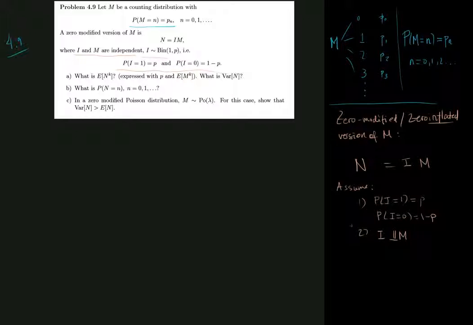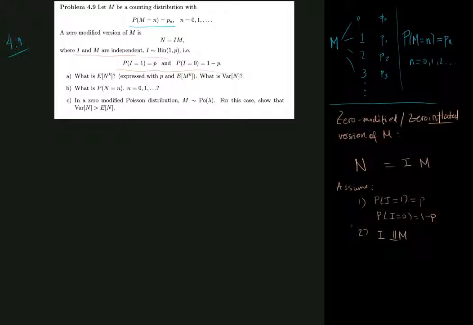In this exercise, we're asked to calculate the moments of the zero modified version of m, and to calculate the point probabilities of the zero modified version of m. And also, assuming that m is Poisson distributed, we need to show that the zero modified version of m is over dispersed, which means we have to show that its variance is strictly greater than its mean value.